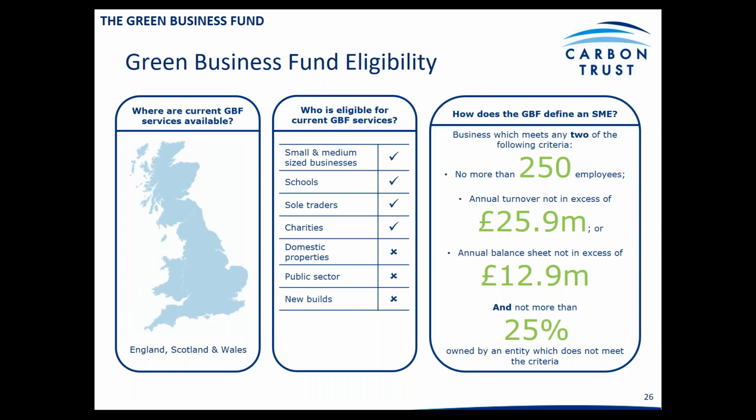How does the GBF define an SME? Businesses that meet any of the criteria that you can see on the slide qualify for this. So no more than 250 employees. The annual turnover must not be in excess of 25.9 million, and the annual balance sheet not in excess of 12.9 million. And no more than 25% is owned by an entity which does not meet the above criteria.